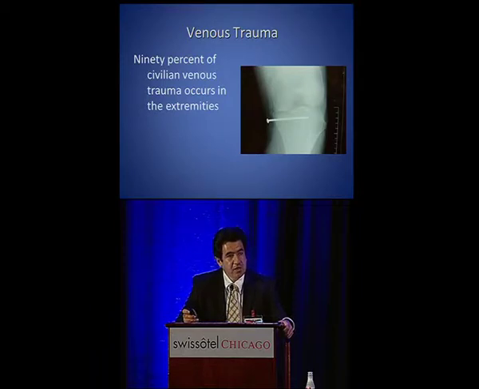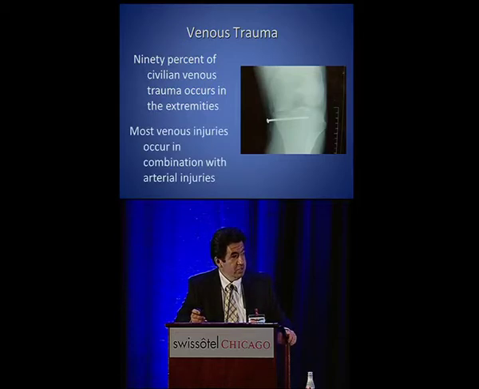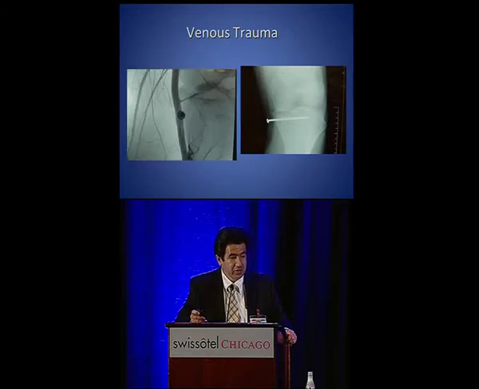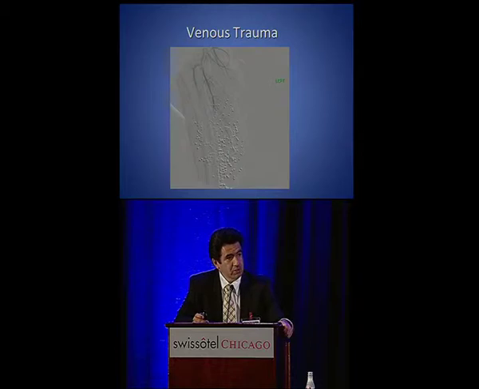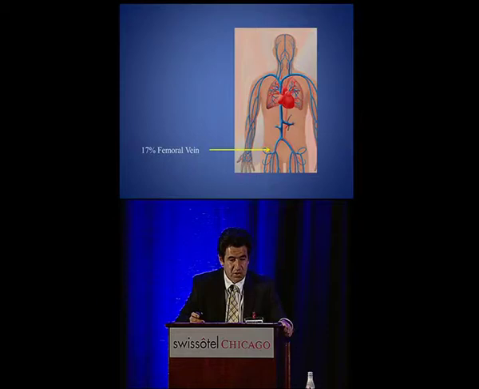More often than not, you will see venous trauma in the extremities, and in the vast majority, it is in combination with arterial trauma. This picture is an example, a carpenter with a pneumatic nail that went through the popliteal space, injuring the popliteal artery. Once you explore the popliteal artery, you find that the vein is also injured. Another case was a 17-year-old kid that was playing with a shotgun, and you can obviously see why he will injure not only the arteries, but also the veins of his lower extremity.